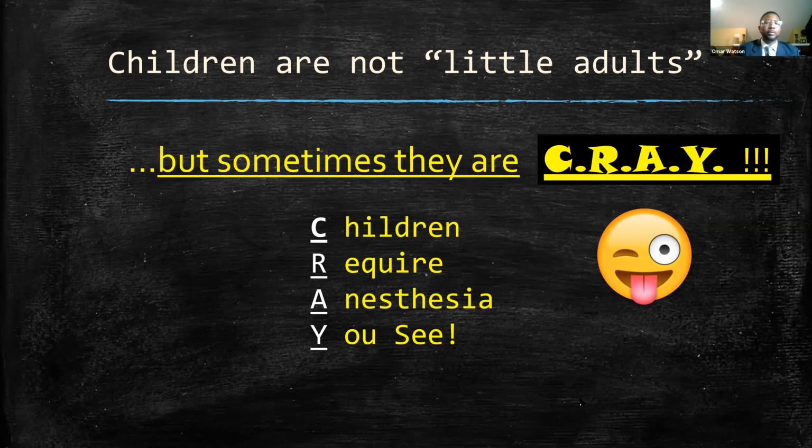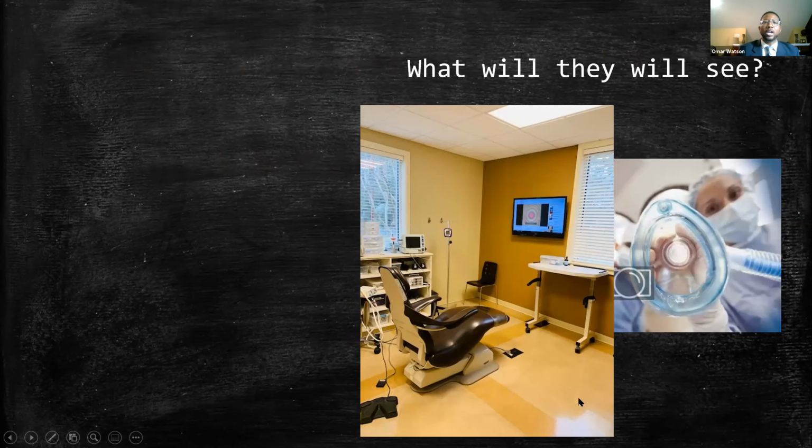But the biggest thing that we need to think about is what will they see when they go into the operatory? You can see this is one of our operatories. It's big. I mean, it looks big to us. It looks big to them. We have all this equipment, things beeping, and they need to be prepared for that. That's why it's important to gain rapport. You have a mask potentially if you're going to do general anesthesia.